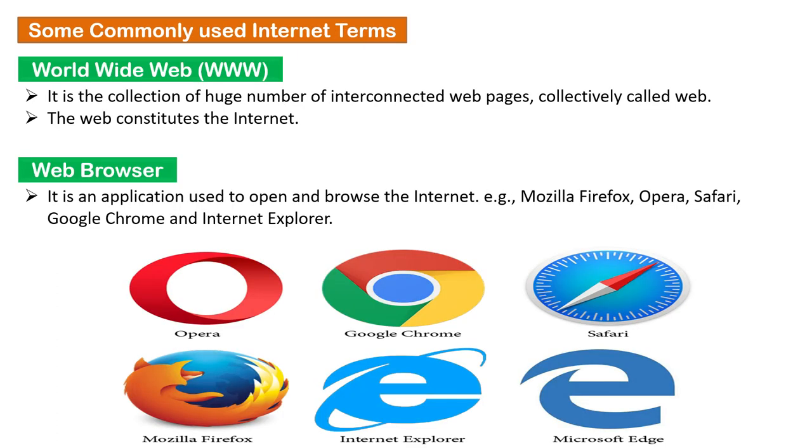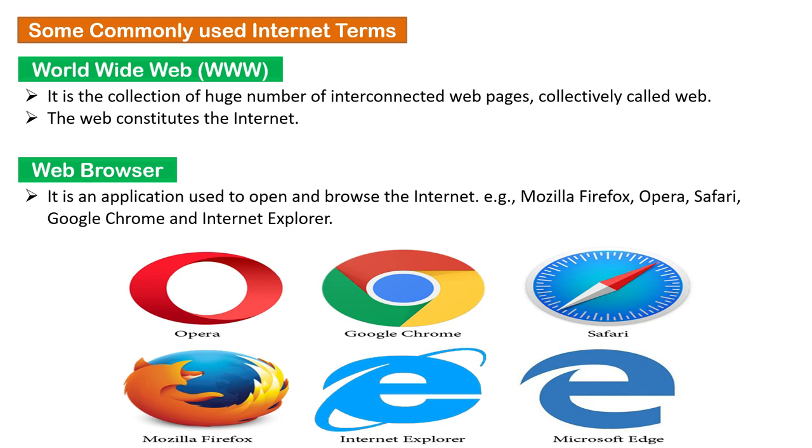Some commonly used internet terms are World Wide Web, WWW. Actually, it is a set of protocols, rules, and regulations about how the web pages will be created. All over the world, we have the same rules and regulations about creation of web page. In India, if we are using HTML tags to create the web page, in US also they are doing the same thing. So all over the world, we have the same set of rules and regulations for creation of web pages, for showing the contents online.